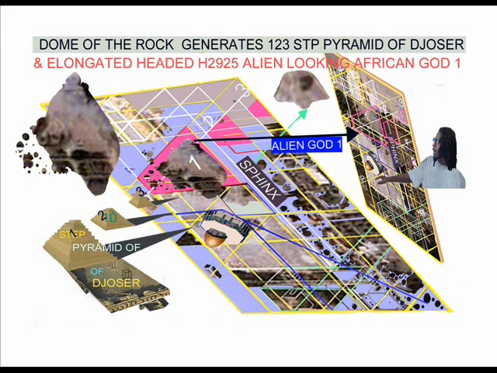Libya and Ethiopia is in that 10th line. You get it? But the Giza Sphinx is the 11th line. So ancient Judaism was all about the normal shape-headed African Adam being transported above the atmospheric region of planet Earth in Ezekiel's glowing, woolly, and like your folks. By who? The elongated-headed alien god one, or which I call the H2925 alien.